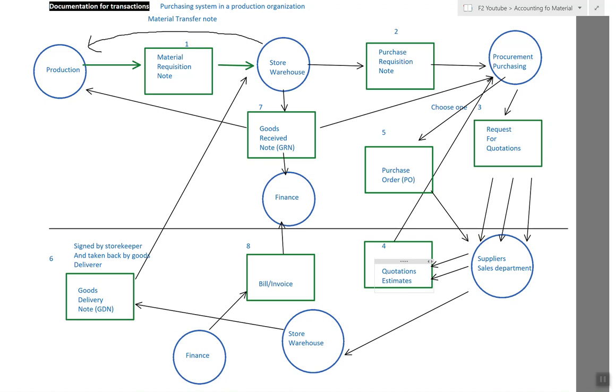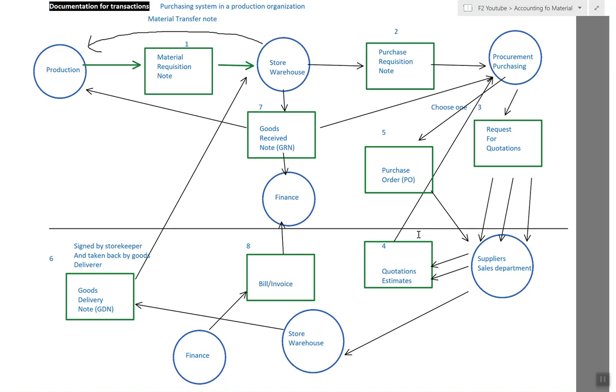Estimate would be used, for example, where a service or product is not 100% confirmed. There could be some variations. So the best an organization could do is send an estimate. Example of this would be with a construction company, for example.